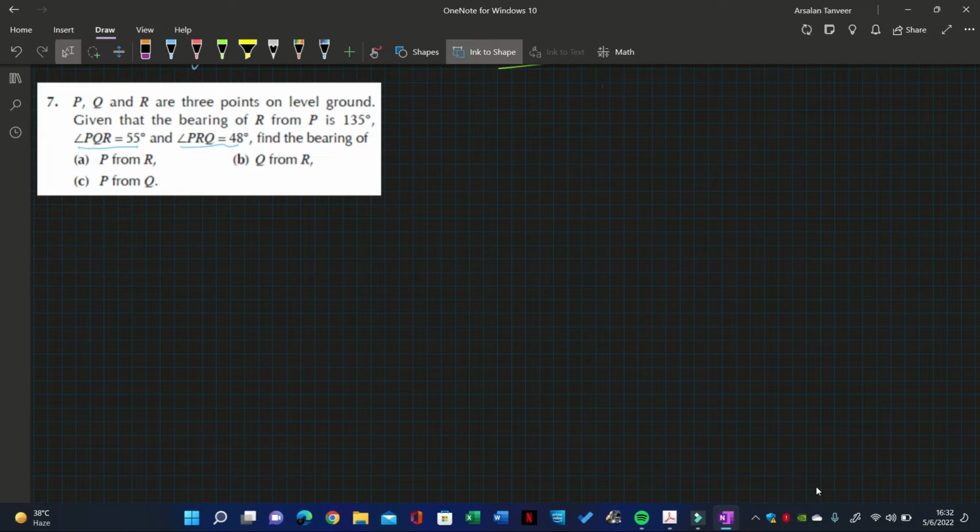Alright, this is the question. P, Q and R are 3 points on level ground. Given that the bearing of R from P is 135, angle PQR is 55 and PRQ is 48. Find the bearing of P from R, Q from R and P from Q.